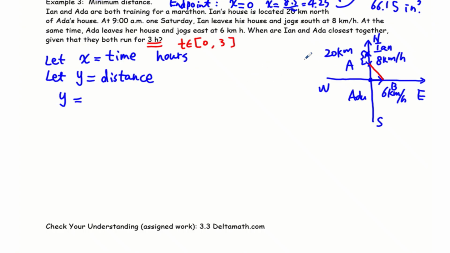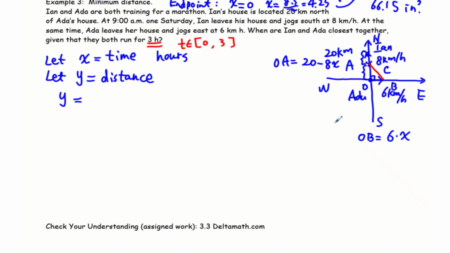So 20 minus 8 times x is from the origin to A. So OA equals 20 minus 8x. And for the OB, that is just distance equals velocity times time. So speed times time is 6 times the time, which is 6x. So this is a right angle triangle. This is A, this is B.